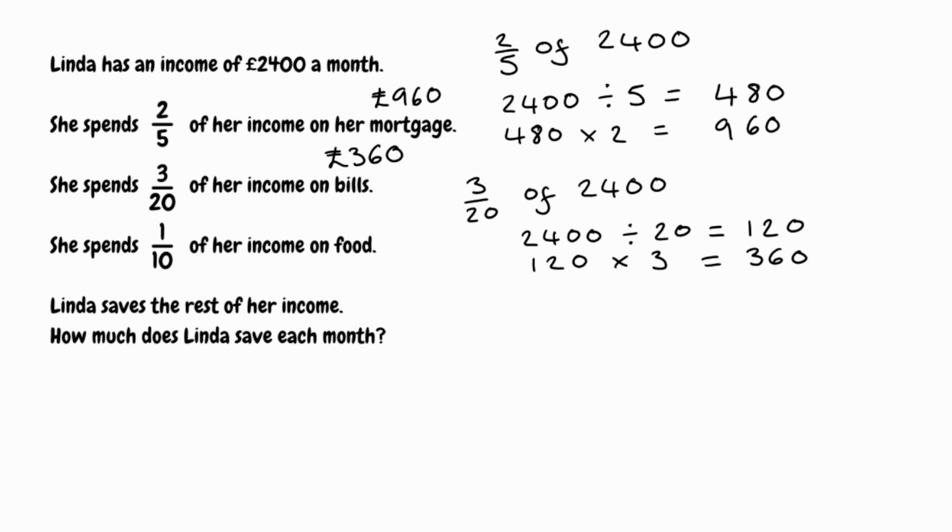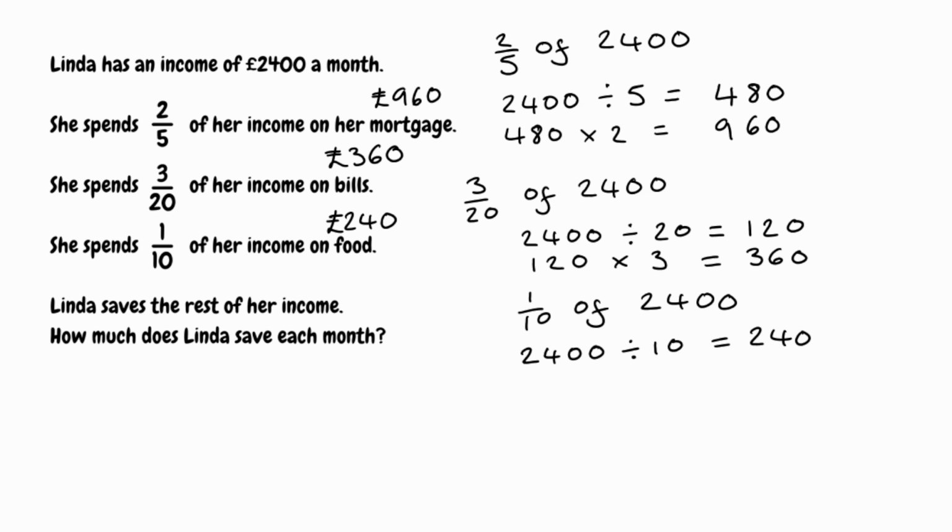And then finally, we have that she spends 1/10 of her income on food. So we're doing 1/10 of her income again, so it's going to be of this 2,400. So again, we follow our 2-step process. We divide by the denominator to begin with. So we start with 2,400. We then divide by 10, which is going to give us 240. But we actually had a unit fraction here, we've got 1 on the numerator. So for my next step, I'd just be multiplying by 1, so that's going to remain the same. So Linda will be spending £240 a month on food.